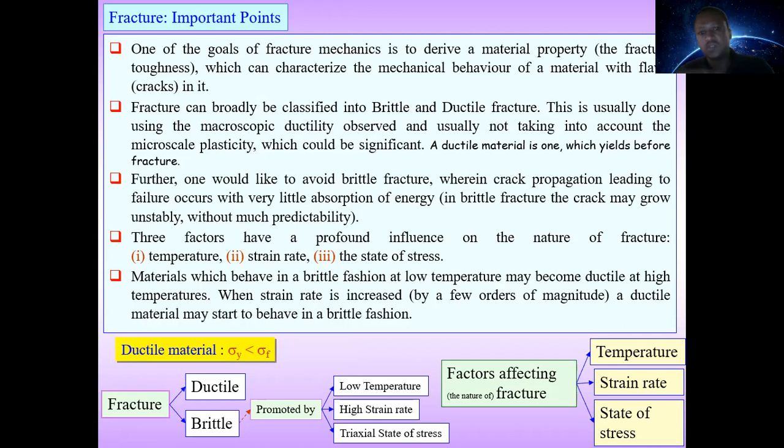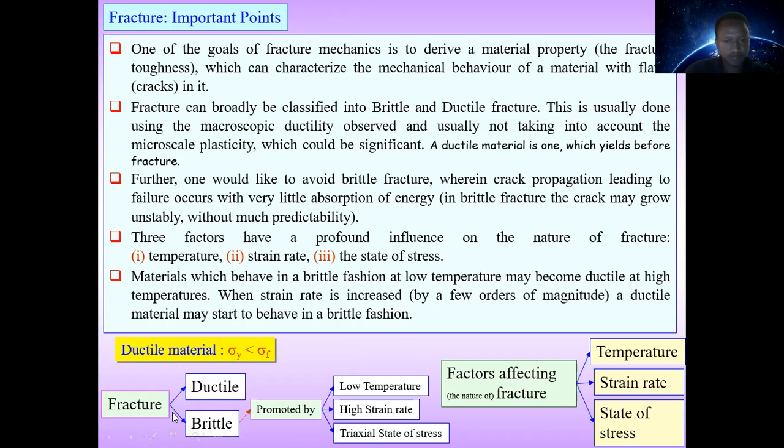Further, one would like to avoid brittle fracture, wherein the crack propagation leading to failure occurs with very little absorption of energy. In brittle fracture, the crack may grow unstably without much predictability. Three factors have a profound influence on the nature of fracture. One is temperature, second is the strain rate, and the third one is the state of stress. Materials which behave in a brittle fashion at low temperature may become ductile at high temperature. When the strain rate is increased by a few orders of magnitude, a ductile material may start to behave in a brittle fashion. So that is the correlation of the three factors.